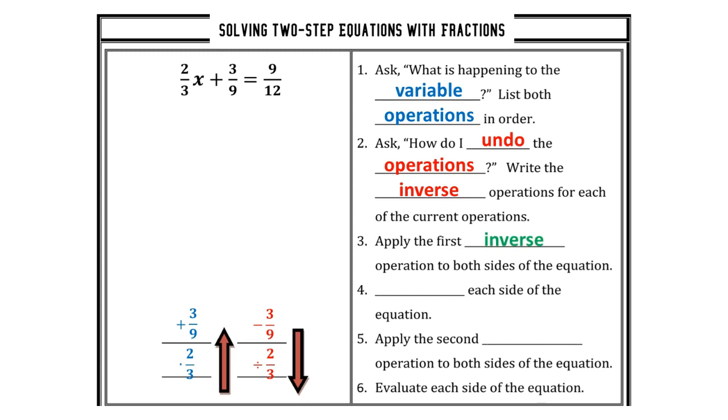I'm going to apply the first inverse operation to both sides of the equation. This is the only place that seems like it's differing. I'm still using my inverse operations, I'm still using the inverse order, but I have to deal with fractions. So I'm going to apply it to both sides. Now I'm going to evaluate each side of the equation. 3/9 minus 3/9 gives me 0. It's my identity. So I'm left with 2/3 x equals something else. I need to subtract 9/12 minus 3/9.